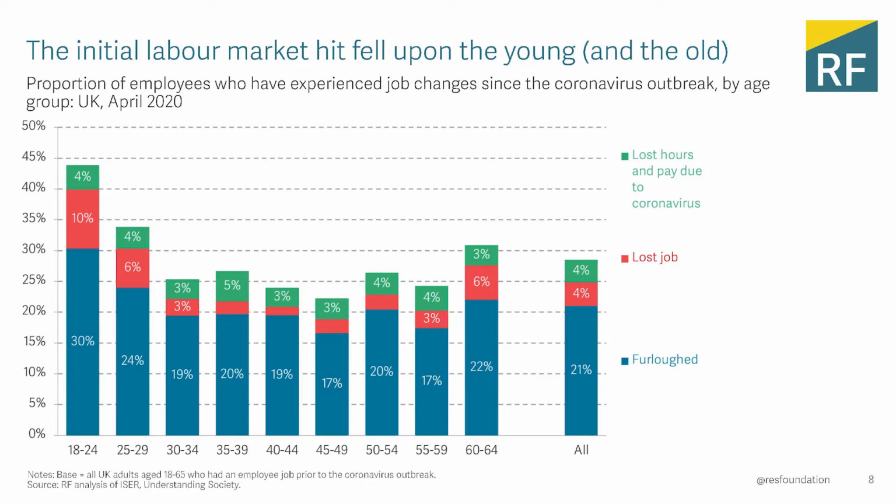and this one is from the first lockdown, just looking at which sorts of workers saw their employment patterns disrupted by the pandemic, whether they were put on furlough or lost their job altogether or had their earnings cut. And amongst those who were in work before the crisis started, as we know, the initial shock bore more strongly upon younger workers and also a little bit upon the older workers.